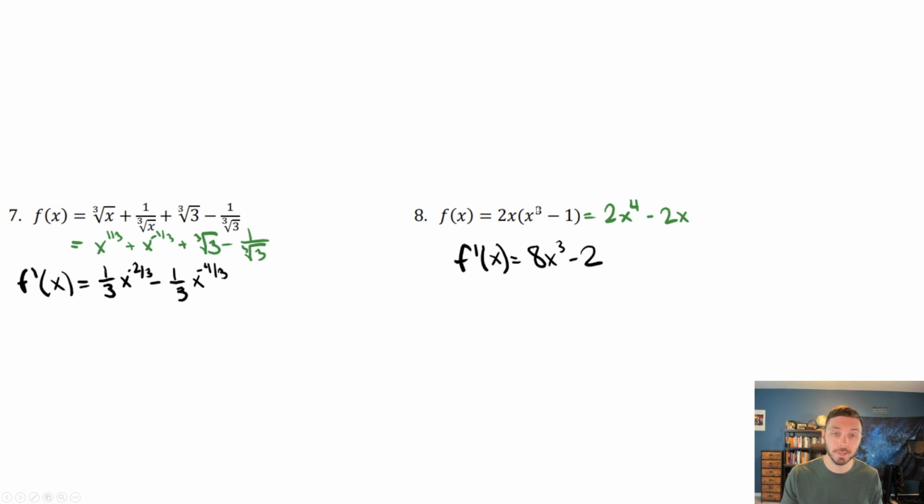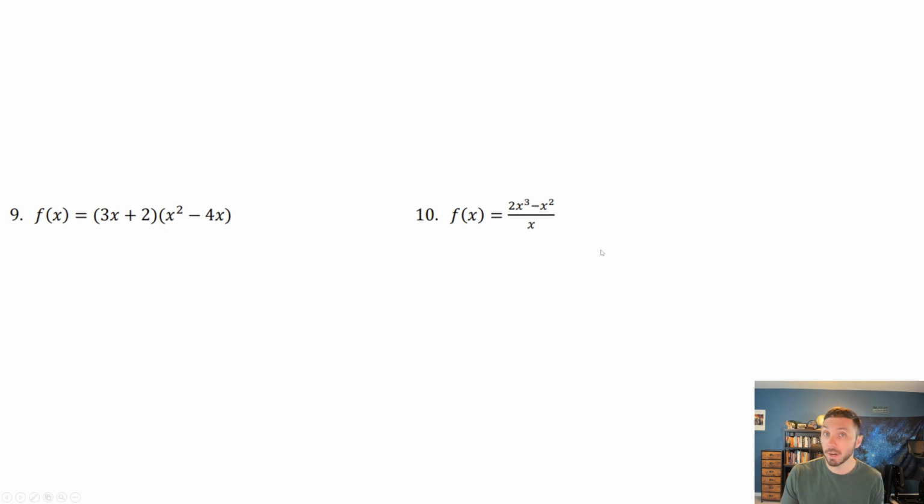Over here I just distributed the 2x in. Now it's term by term. And then I get 8x to the third minus 2. Okay, so more algebra stuff. Do algebra first, and then do the power rule for each of these.